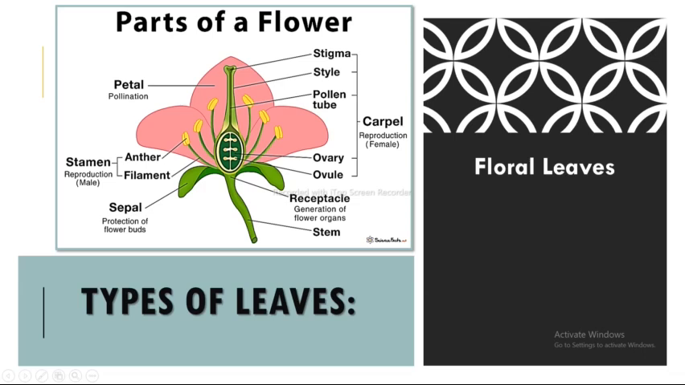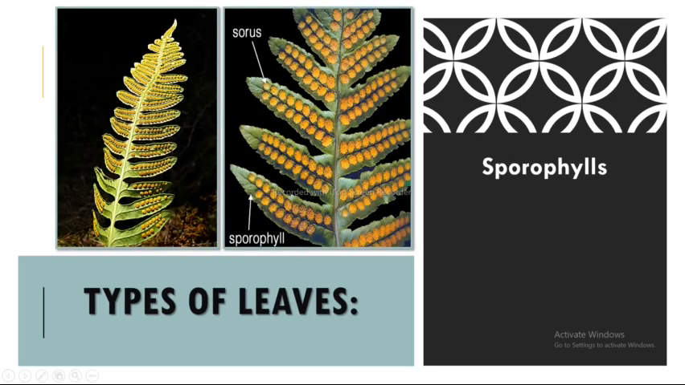This is the stem. This is the receptacle, and the receptacle is responsible for the generation of flower organs. This is the carpel. Carpel is known as the female reproductive organ, and it is concerned with female reproduction, and it includes the stigma, style, and pollen tube. This is the ovary, and this is the ovule, as shown in the figure. So these are the sporophylls.